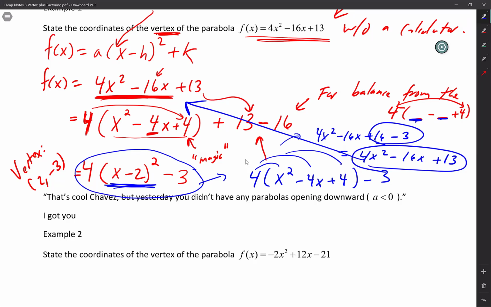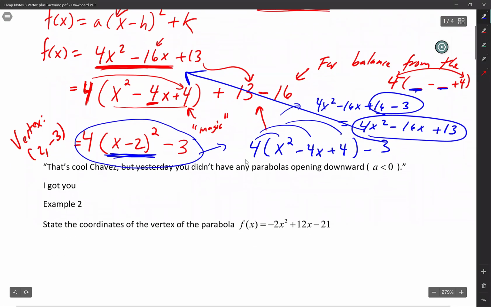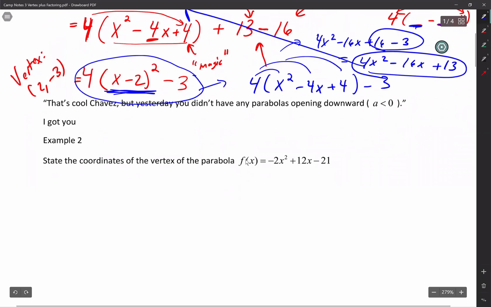You're not changing anything. You're just rewriting it so it can be in vertex form so you can, quote unquote, see what the vertex is. And yeah, it really is that simple, guys. All right, let's go to the next one.